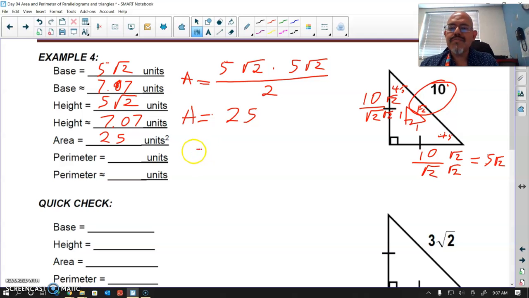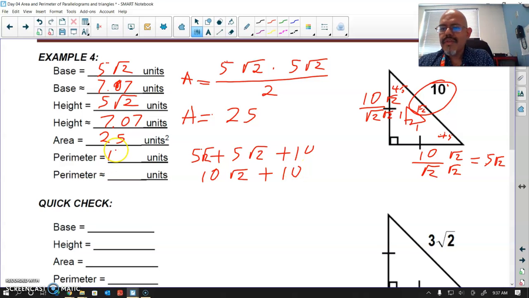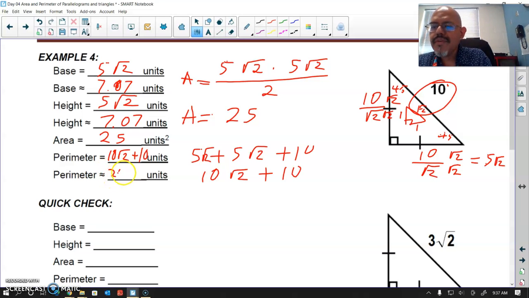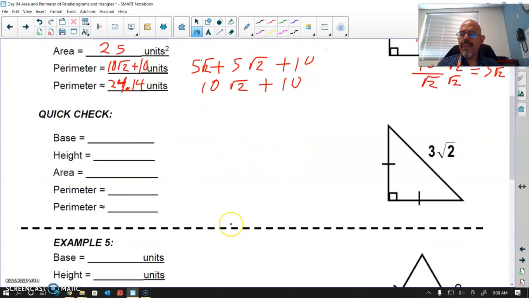Now we're going to take these parts and add them together. So it's 5 square root of 2 plus 5 square root of 2 plus our 10. That's going to be a total of 10 square root 2 plus 10. Then I can find out what that's going to be: 10 square root 2 plus 10 is going to be 24.14. Okay, and that takes care of that.